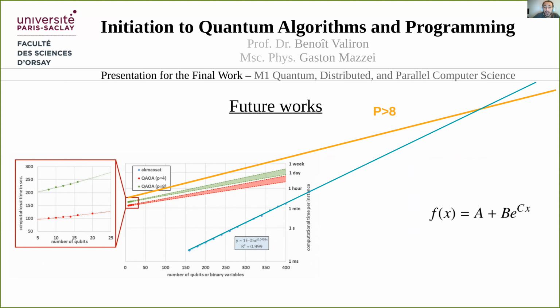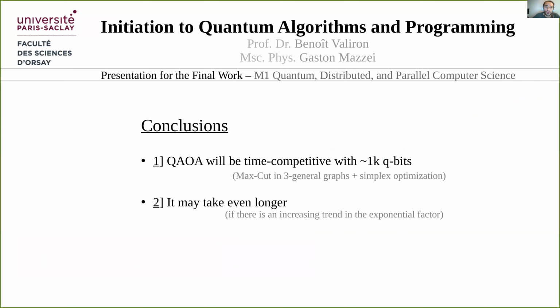And finally, they do mention that this step size increasing is something of a community consensus. It is expected the parameter p to increase logarithmically with the number of qubits. So those are the two conclusions. First, that QAOA will be time competitive with approximately 1,000 qubits for the special case of MaxCut in 3-regular graphs and simplex optimization, and second, this observation that it may take even longer.